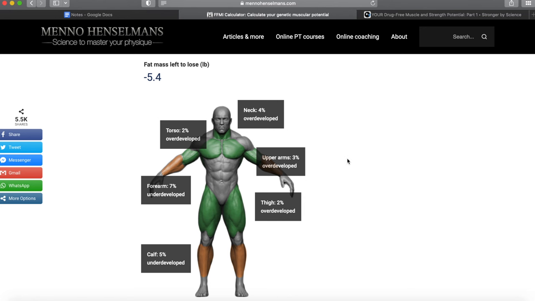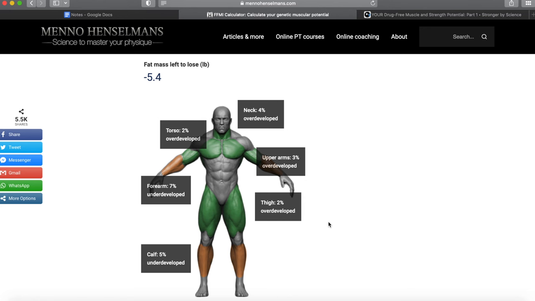So 7% underdeveloped is pretty wild, especially with the calves only 5% underdeveloped. I guess this is saying my forearms are a bigger weak point. That's pretty shocking to me, for sure. These are all definitely throwing me off a little bit.